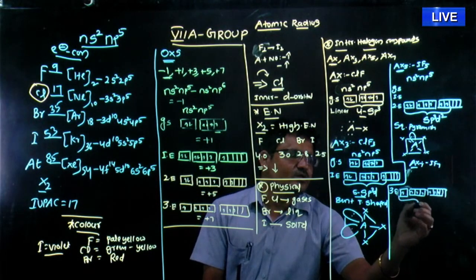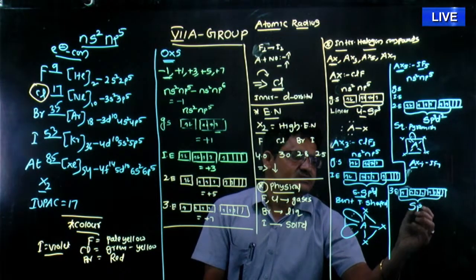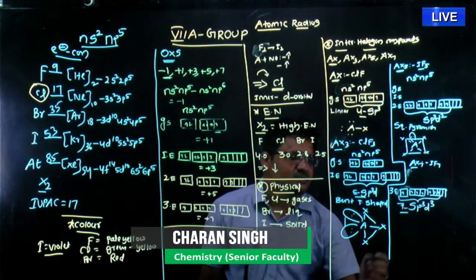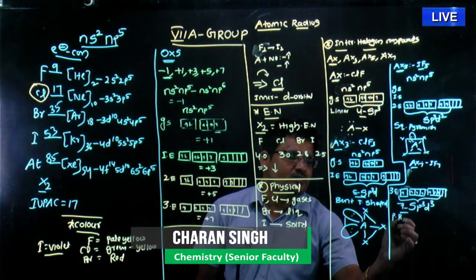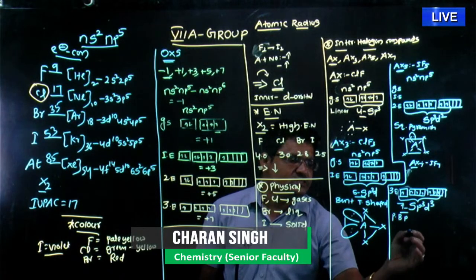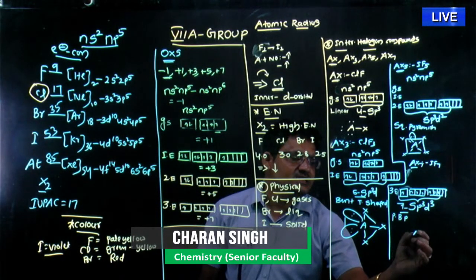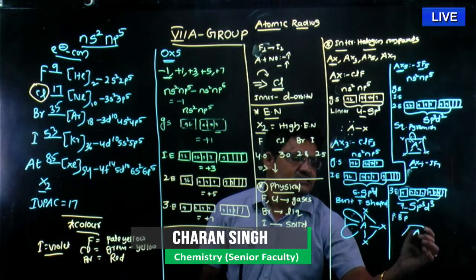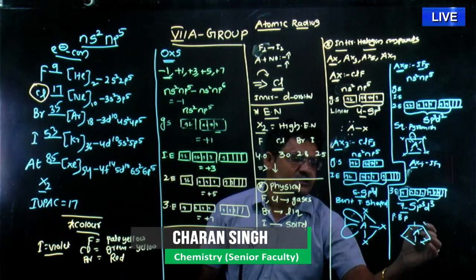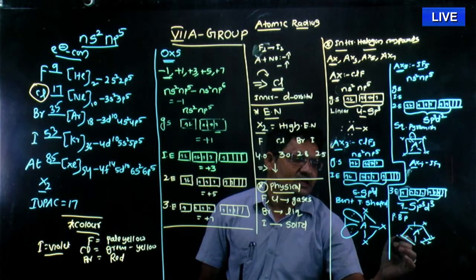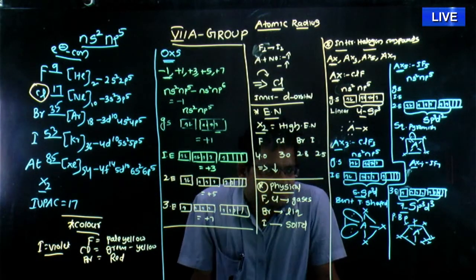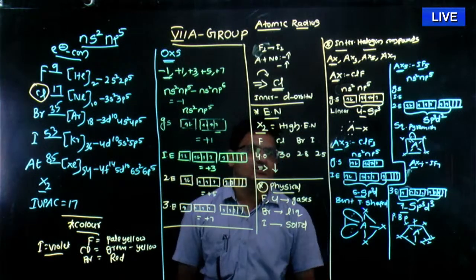Now it undergoes sp3d3 hybridization. sp3d3, that is 7. Its shape of the molecule is pentagonal bipyramidal. How to draw the pentagonal bipyramidal? A central atom, and it contains 1, 2, 3, 4, 5, 6, 7 positions. These all contain X. This is pentagonal bipyramidal.